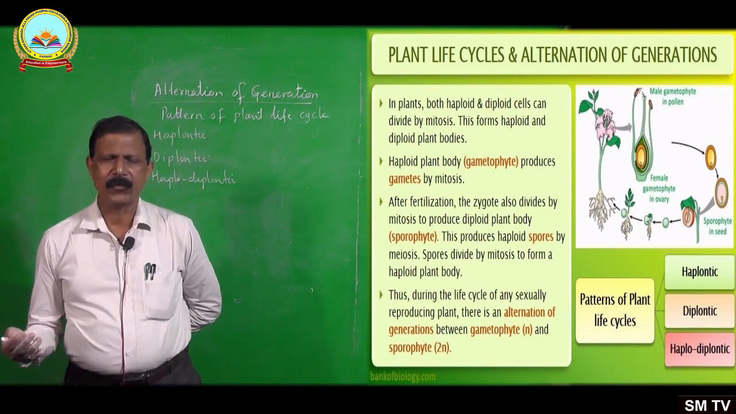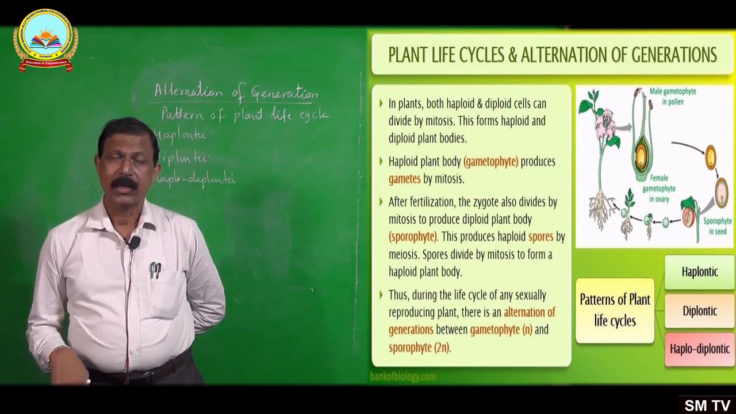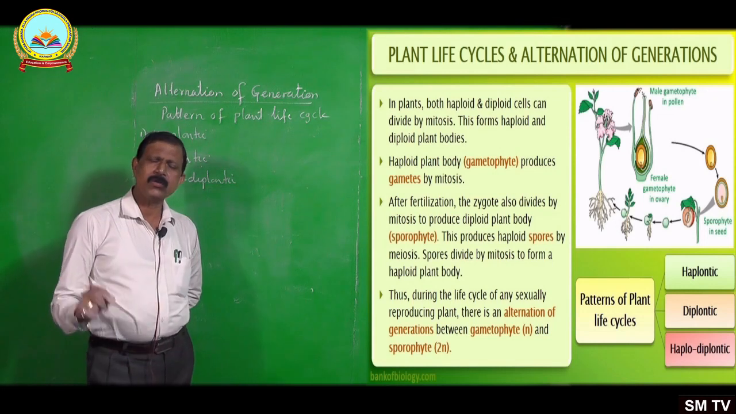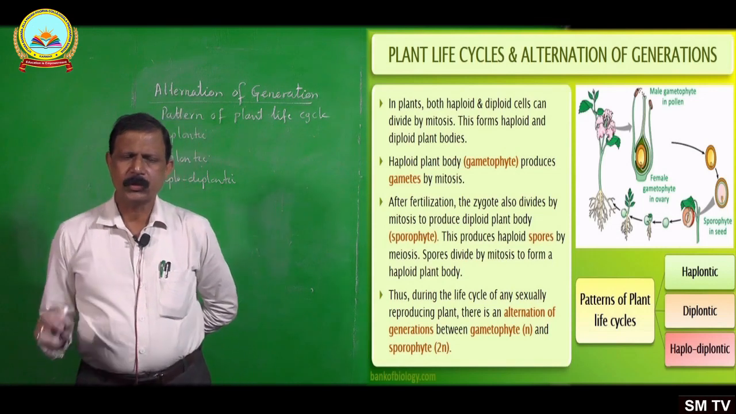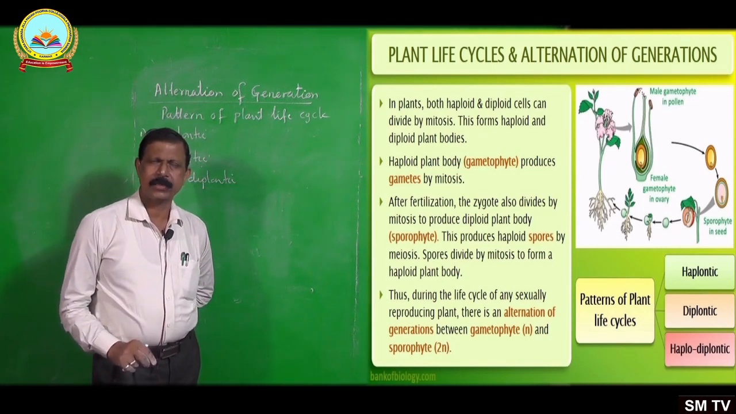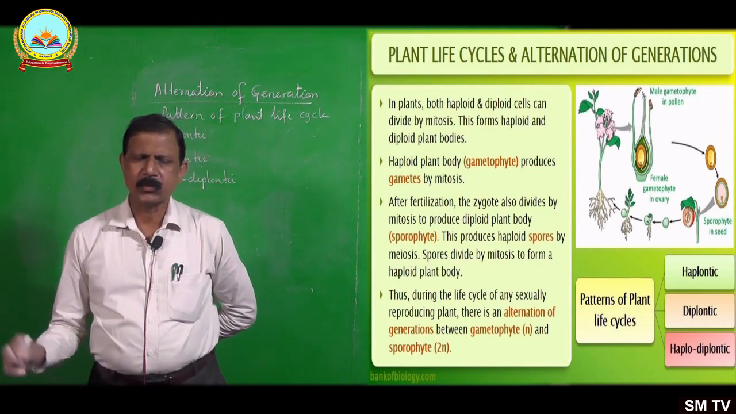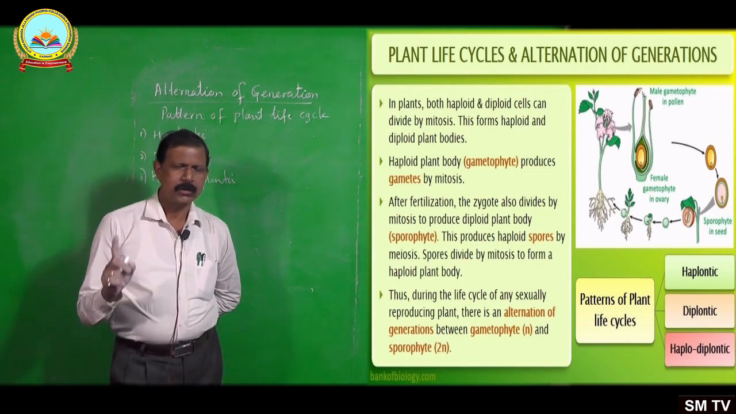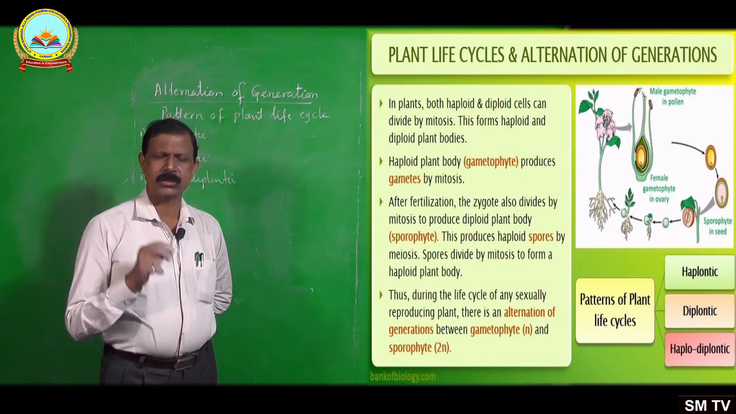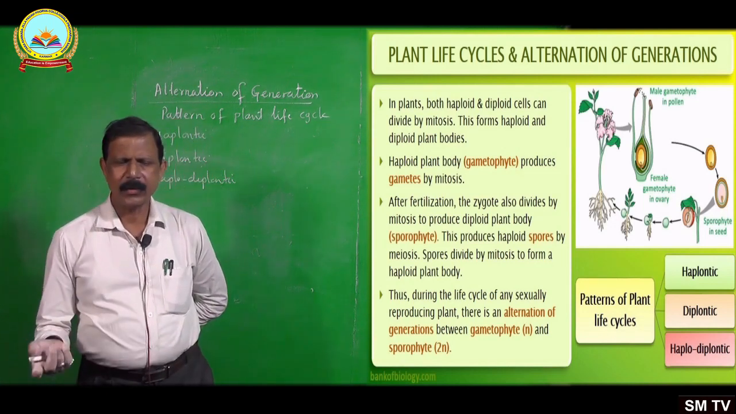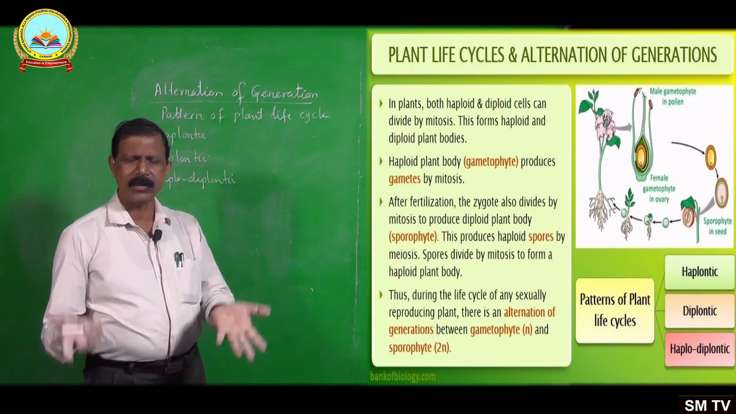The haploid plant body, the gametophyte, produces the gametes by mitosis, and after fertilization the zygote also divides by mitosis to produce the diploid plant body. That is called what? Sporophyte. The diploid plant body is always the sporophyte. This produces haploid spores by meiosis. Understood? The sporophyte produces the spores by meiosis, and such spores divide again by mitosis to form a number of haploid plant bodies, and when they germinate they give the plant body.